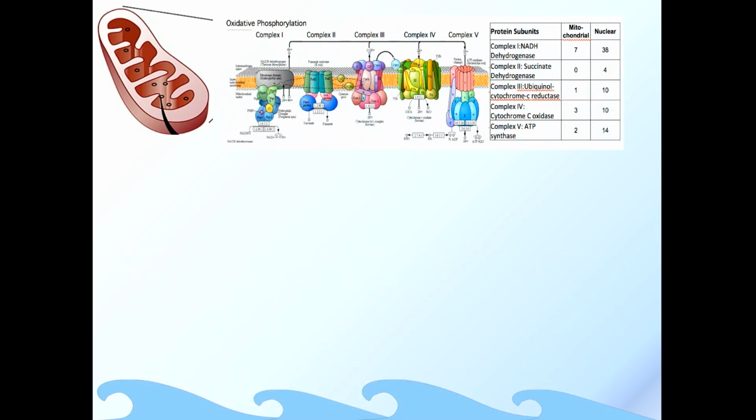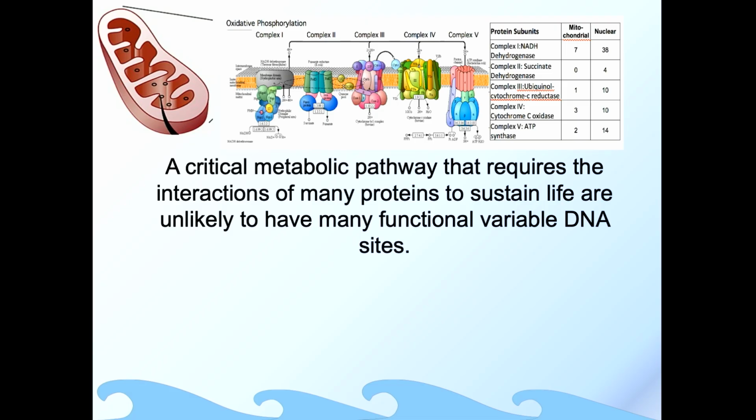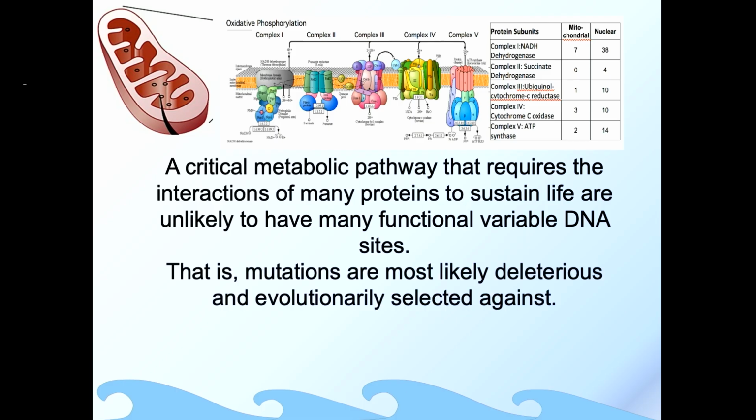If you look at it, you can see that of the mitochondrial proteins, 7 are in the first complex, 2 are in the last complex, and the other ones are nuclear genes, and that's how that big complex enzyme pathway works. Here's the important point. A critical metabolic pathway that requires interactions between all these proteins to sustain life is unlikely to have functionally significant changes, because of all the interactions and because of their importance. That is, mutations are most likely deleterious and eliminated.